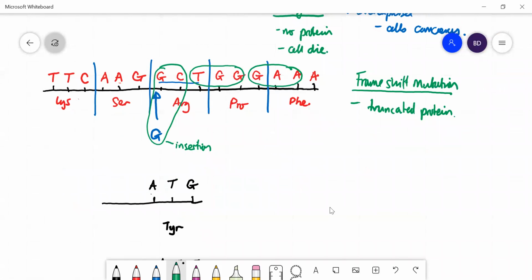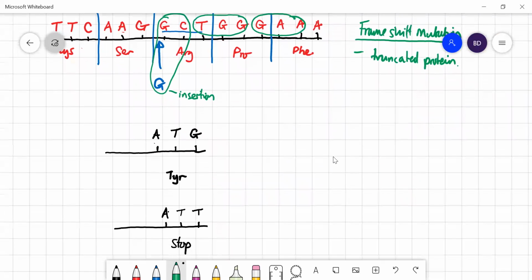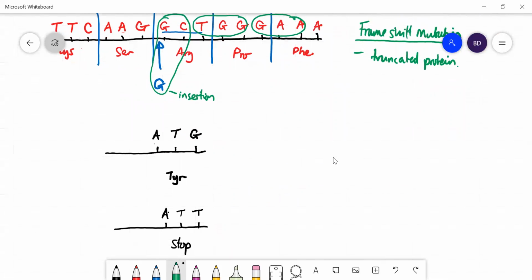Right, I've got tyrosine there. If you have ATG in the base sequence and you change that G there for AT, it will turn it into a stop codon. So the mRNA will stop there, and you'll get a truncated protein. And so if that's in a tumor suppressor gene, yeah, it's not going to work.